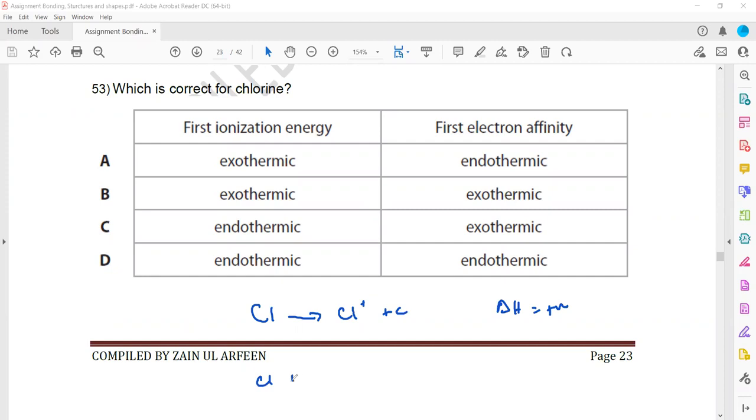First electron affinity means the opposite of ionization energy, you can see both are opposite of each other. Electron is removed in ionization, and in affinity electron is added. So when an electron is added to a neutral gaseous atom, energy will be released, so this is exothermic, and the other one will be endothermic. So endo and exo, so C will be the right answer. Second electron affinity is always endothermic.